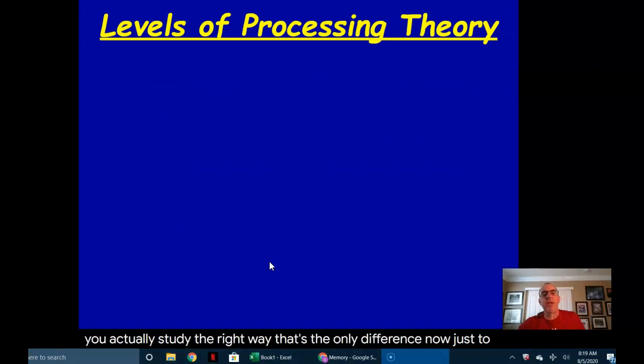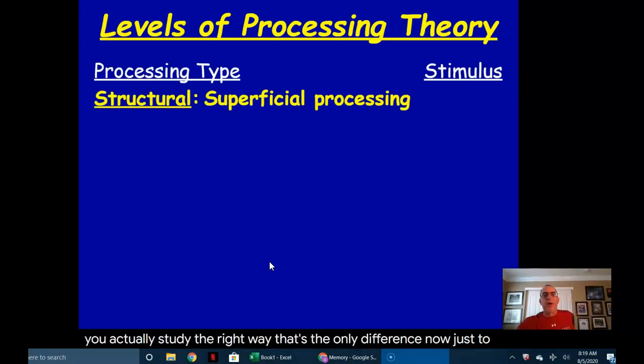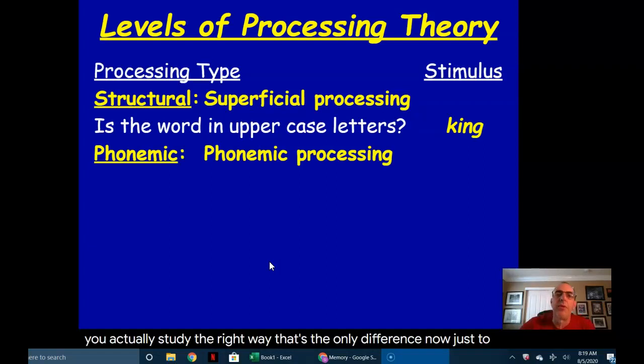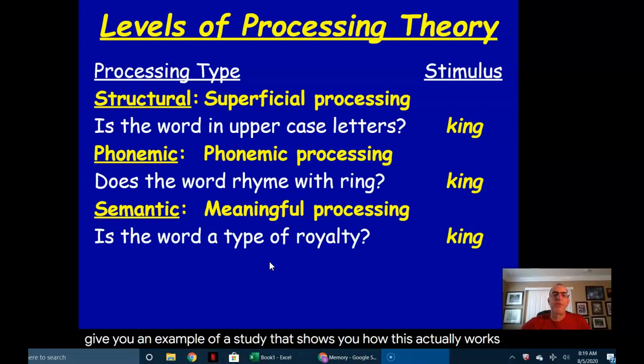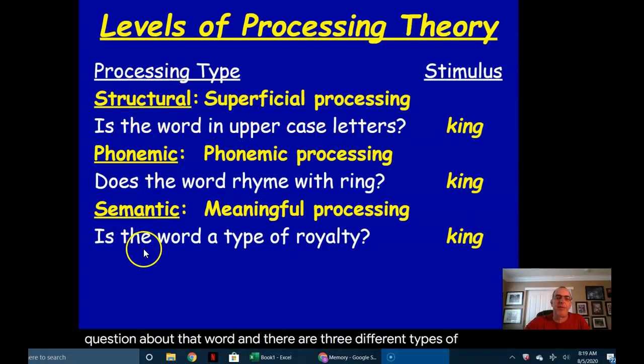Now, just to give you an example of a study that shows you how this actually works, the levels of processing theory study was done where subjects would study a list of words. But before each word was given, they would be given a question about that word. And there are three different types of processing: structural, phonemic, and semantic. And this refers to the depth or the degree to which we process information.